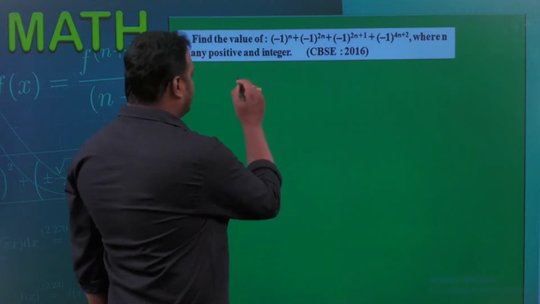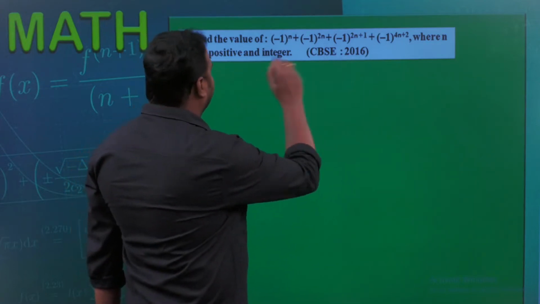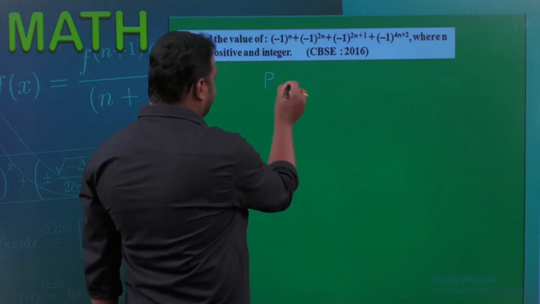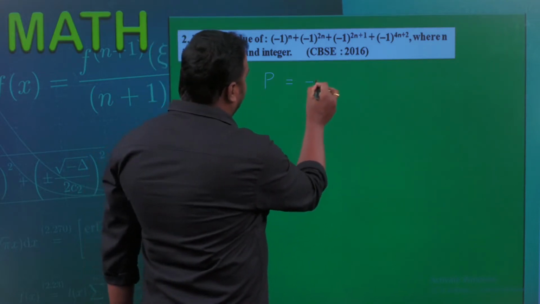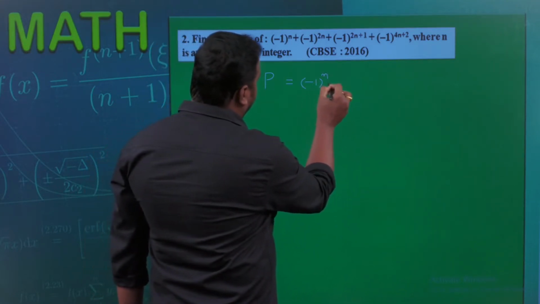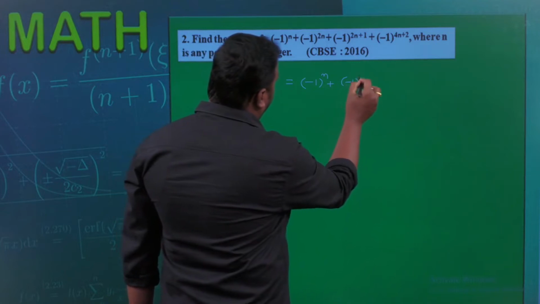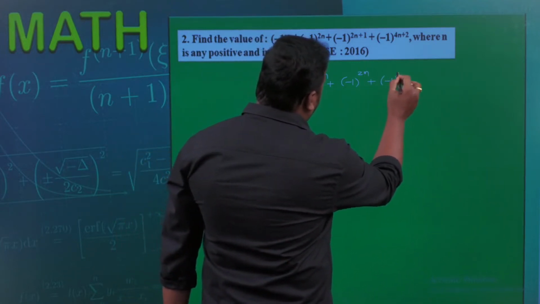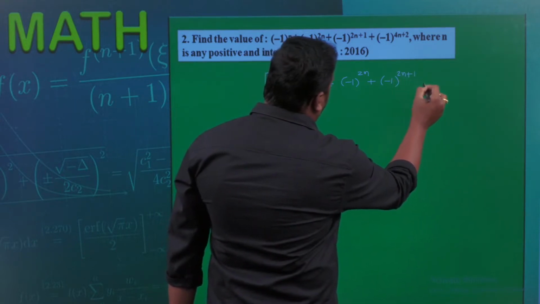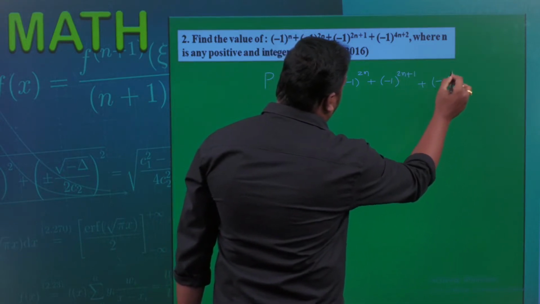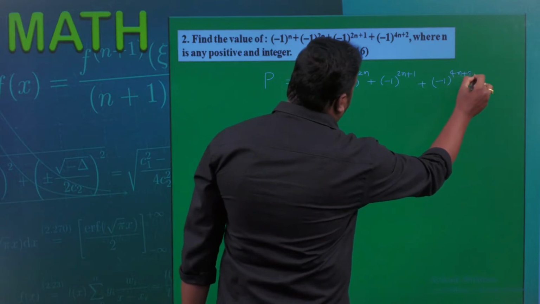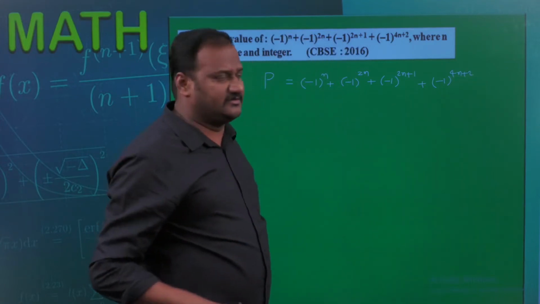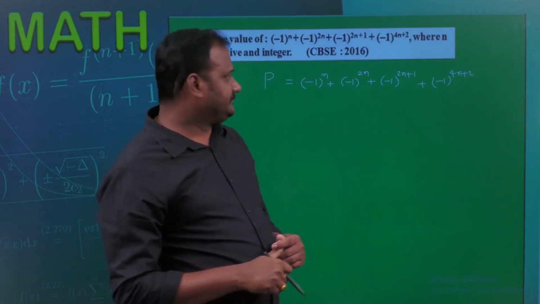Okay, I am going to write this here. For example, I am going to take this entire number as some P. P is equal to (-1)^n + (-1)^(2n) + (-1)^(2n+1) + (-1)^(4n+2). See, if you use your brain, we can answer this problem easily.